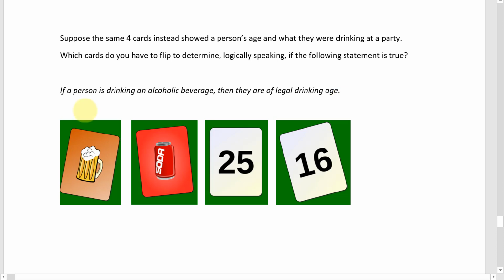Well, it's trivial. It's obvious. You've got to check this one, make sure that person is of legal drinking age, because that's an alcoholic beverage. It's a beer. You don't need to check this one. You don't need to check this one. This person isn't drinking alcohol, so it doesn't matter what age they are. And this person is 25, so it doesn't matter if they're drinking alcohol. But you do need to check this one, because that's a 16-year-old person. We need to make sure they're not drinking alcohol to confirm that this is actually true.